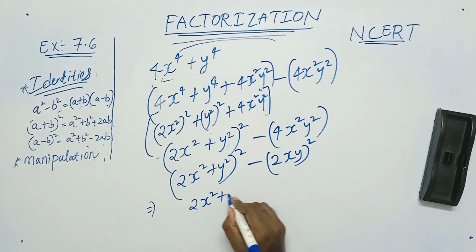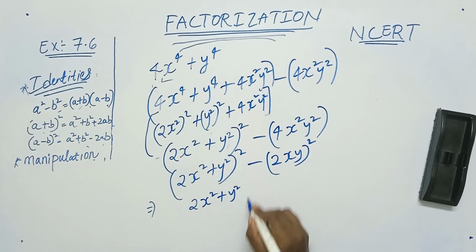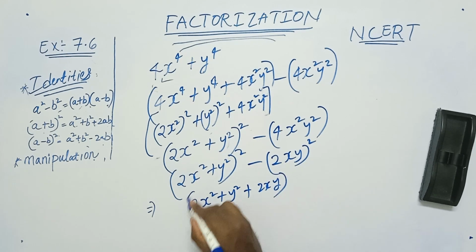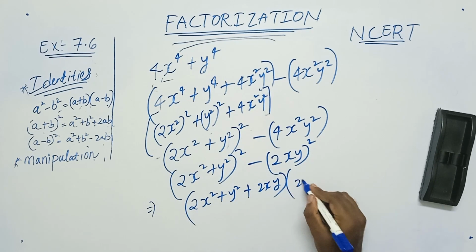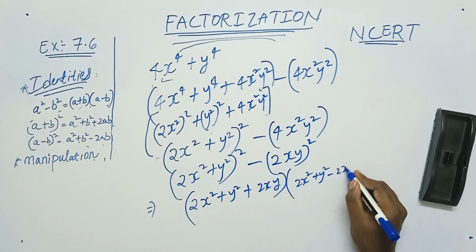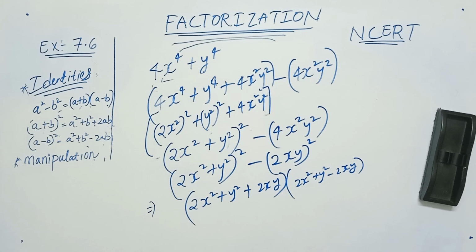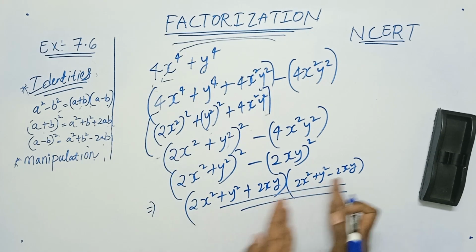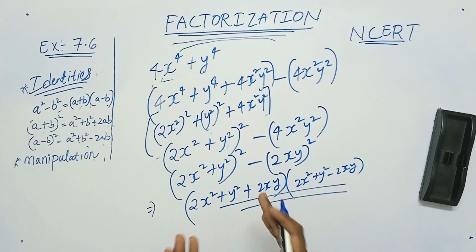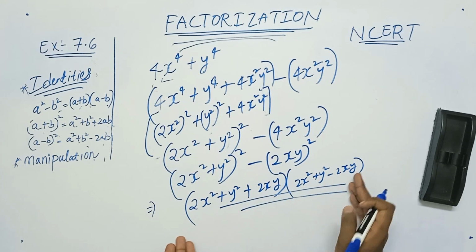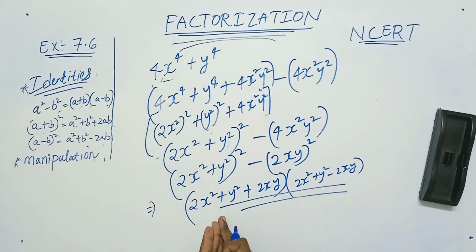2x square plus y square plus 2xy times 2x square plus y square minus 2xy. So we got the product of two factors of a given expression. There is nothing to solve within the bracket. When you are unable to solve the values within the bracket, it means you have found the product of two factors of a given expression. So this is the product of factors of a given expression.